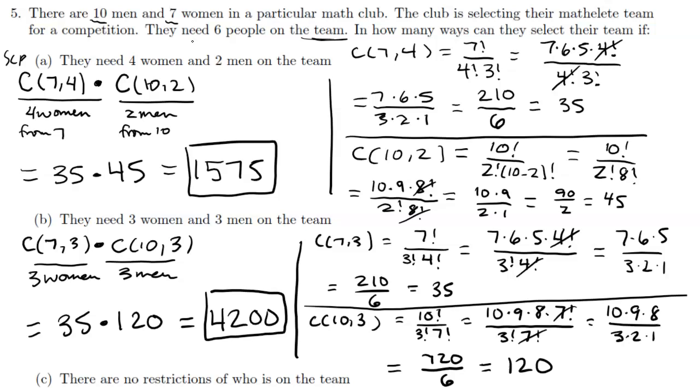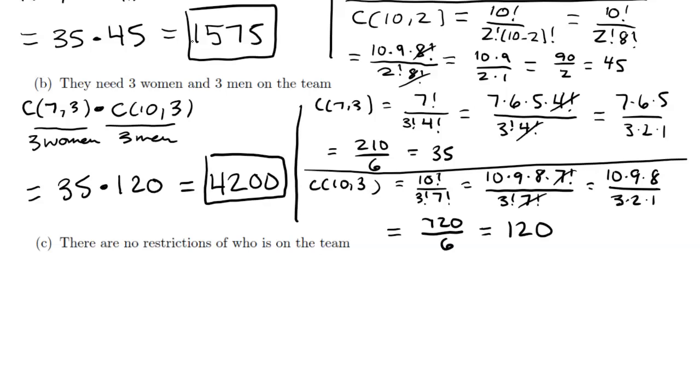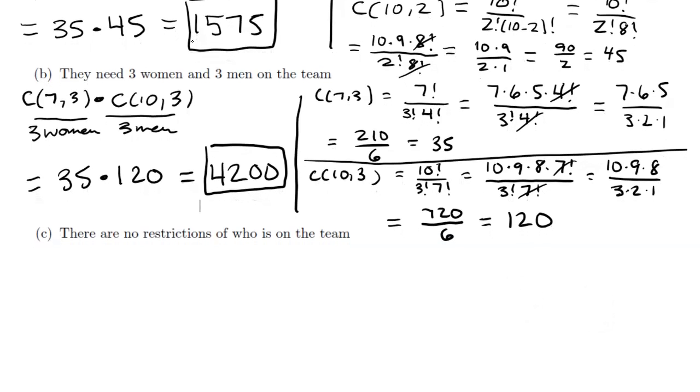Now we've got part C. Part C asks, what if there are no restrictions of who is on the team? So, well, what does that mean? Well, in the previous questions, we had particular things that we wanted, right? We wanted a certain number of men and a certain number of women. Now I don't care who I have, who I'm picking from. So if we think about what that looks like then, well, it doesn't really matter who I'm picking from. I'm just picking from the whole group.